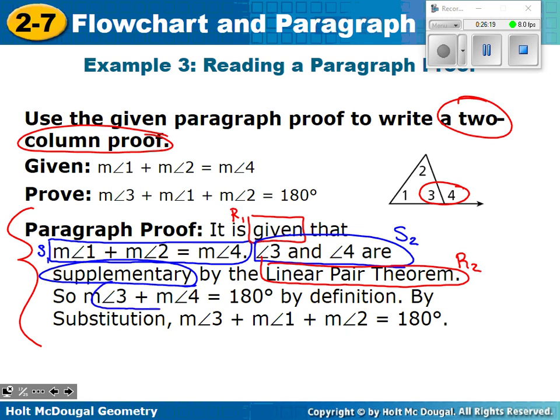So the next statement would be 3 plus 4 equals 180. So statement 3. And the reason? Definition of supplementary. Notice what they wrote, though. They just put by definition because they're referring back to the word up above, supplementary. You're going to have to know, what are they talking about? Which definition? So be really careful, okay? So number 3, measure of angle 3 plus measure of angle 4 equals 180. Definition of supplementary.